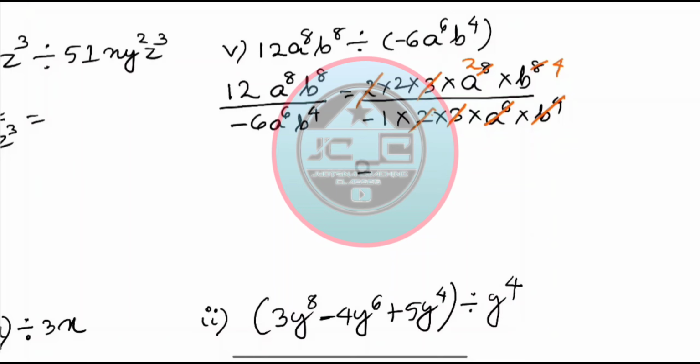Now we should be writing what else is remaining: minus 1, which stays in the denominator, goes to the top, so we are directly writing minus 2 a square b to the power 4. This is the final answer of this number, right? Let's move to the sixth one.